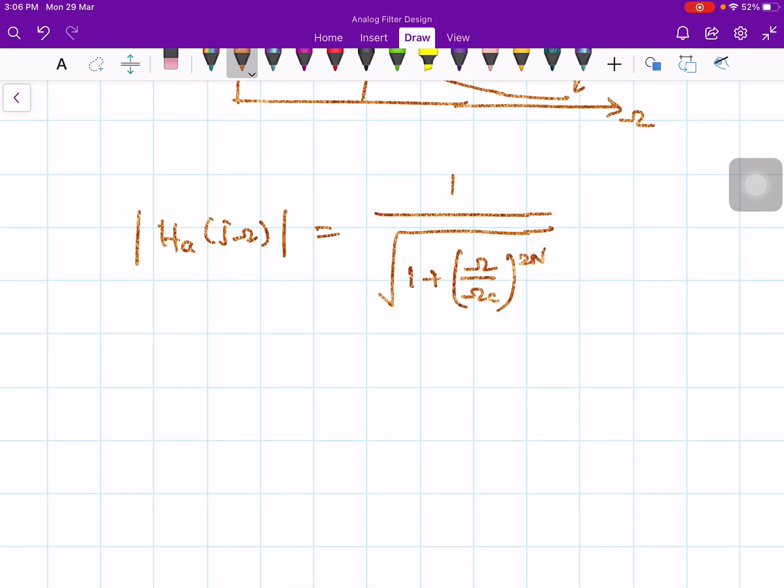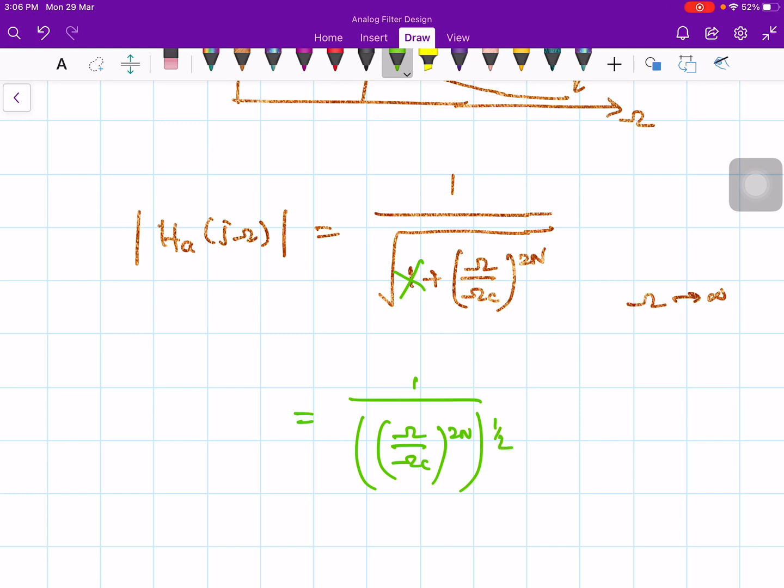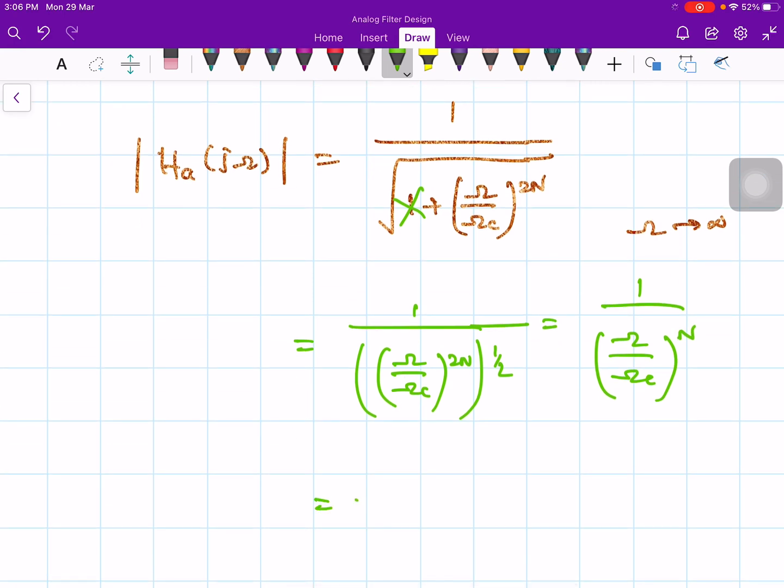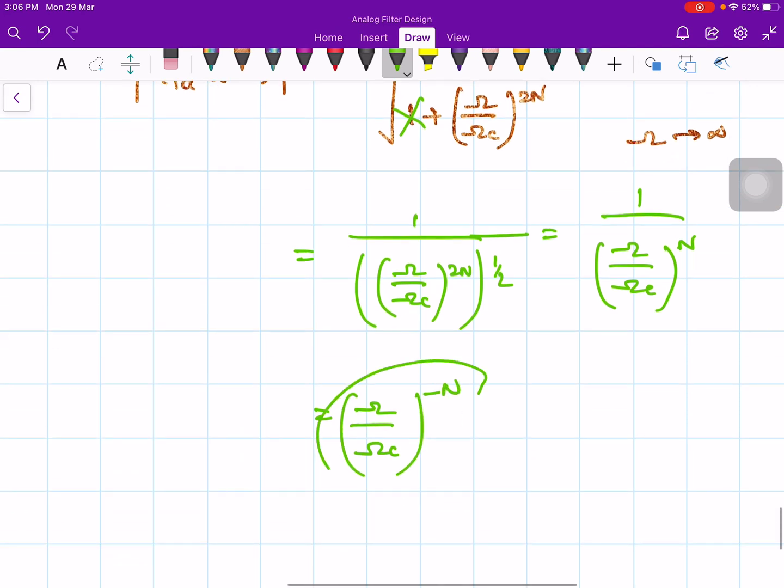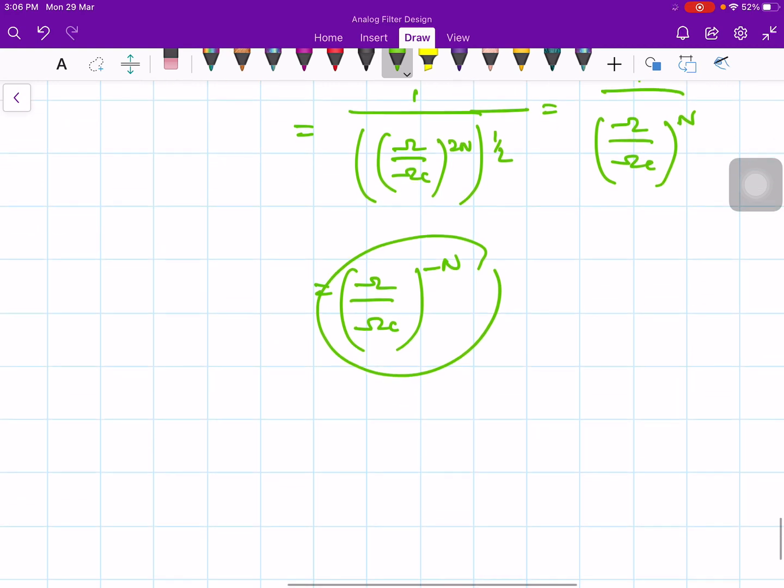Okay, now if omega is large, that is, omega tends to infinity, what does that mean? Omega is very, very large. Therefore, in that case, this 1 is negligible. So this becomes (omega by omega c to the power 2n) whole to the 1 by 2, which I can write as omega by omega c to the power n. So this is going to be omega by omega c to the power minus n. This is the asymptotic behavior of the Butterworth filter when n goes to infinity.